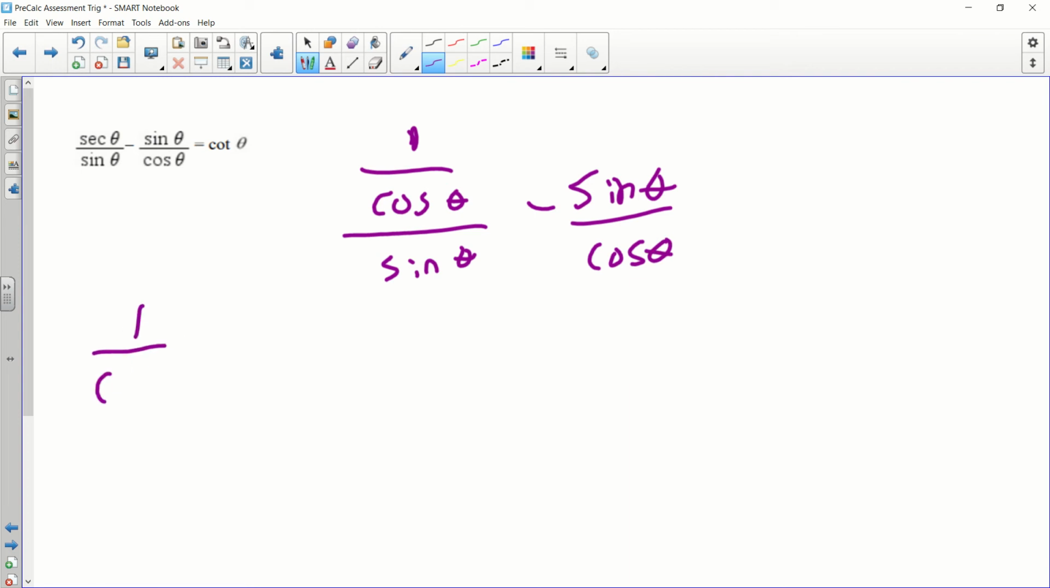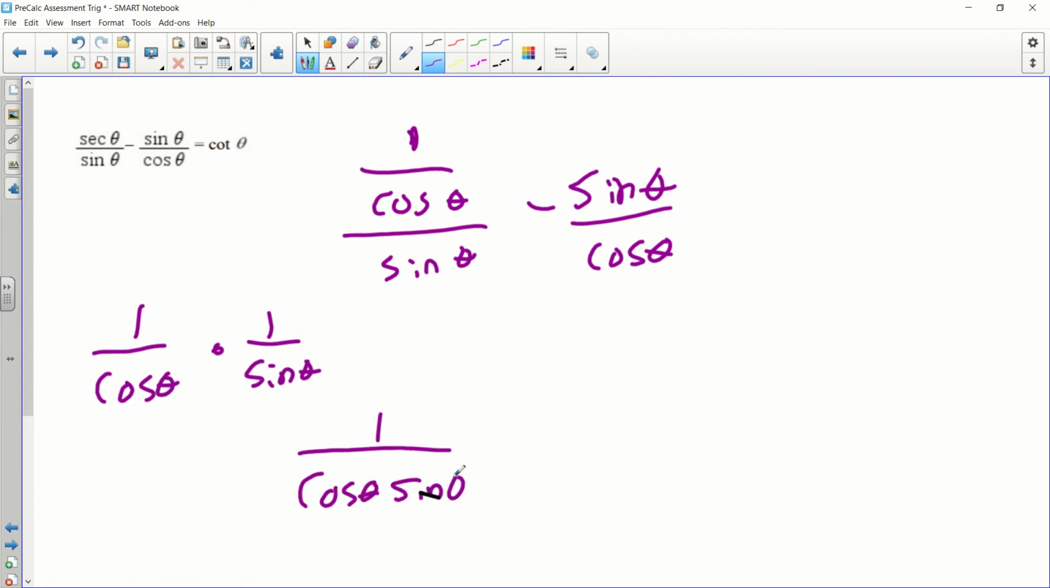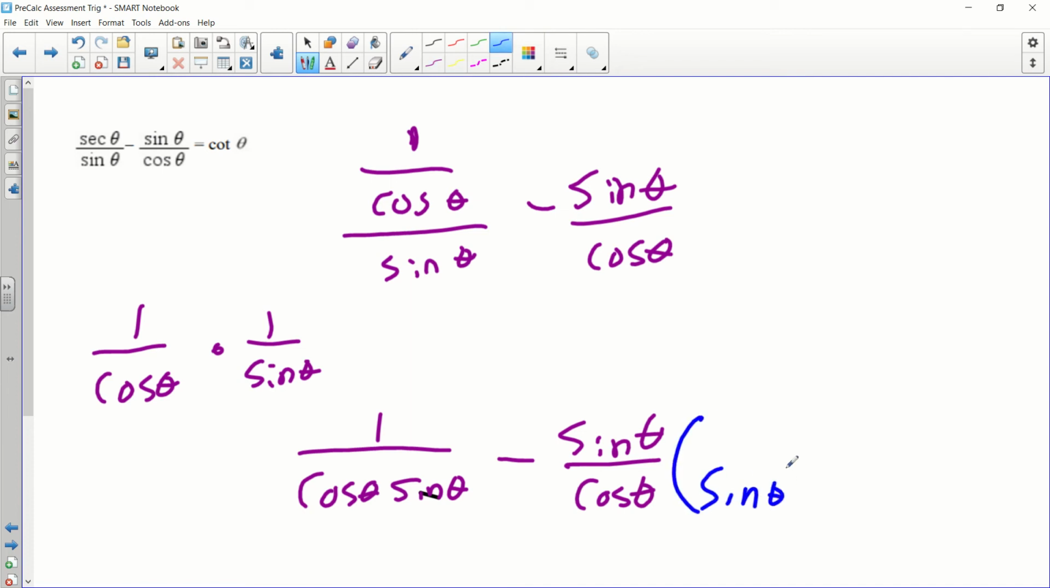So on the first fraction, I'm going to multiply by the reciprocal of sine. This is going to get me 1 over cosine theta sine theta. And bring down my second fraction. To combine these, I need a common denominator. So my common denominator is going to be cosine times sine. So I need to make sure I multiply my denominator by sine. If I do that, I have to multiply my numerator by sine.